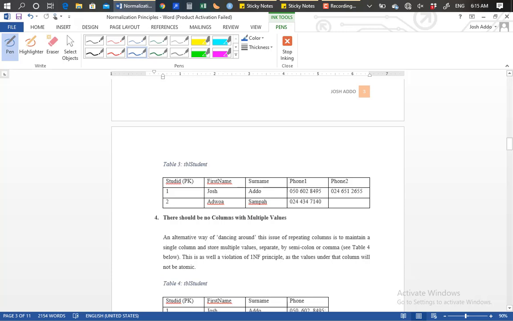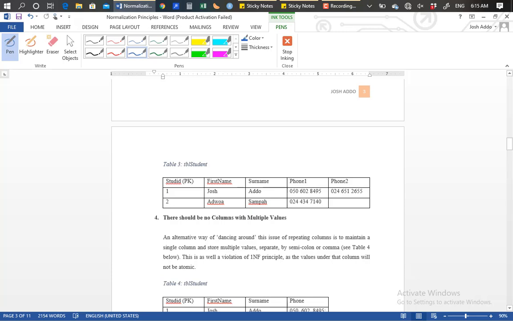So if you look at the table, we have the primary key column, the student, we have first name column, we have surname column, which means we have adhered to the first principle of unique identification of records. We have adhered to the second principle of first normal form, which is atomic values. But look at what is happening.